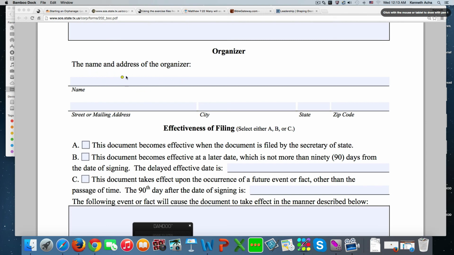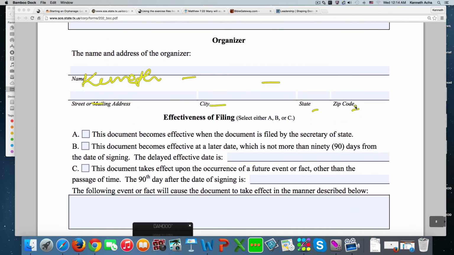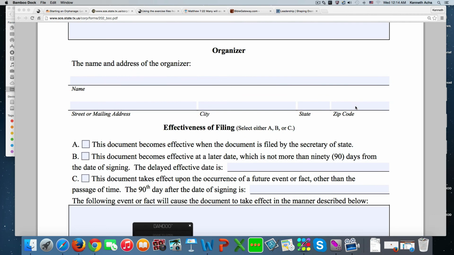So the name and address of the organizer. You'll put that if you're the person chosen by the board to be the organizer. I already said that before you fill out this form, you're going to have already met as a board, and you've decided the names of the board members, and you've put the name of the organizer here, which would be my name and address. Okay, Kenneth, and then my address. The organizer is the person that the nonprofit chooses to represent it.